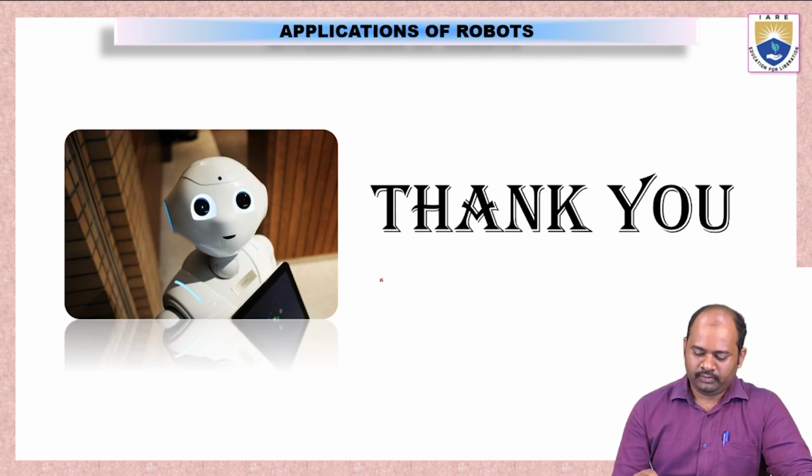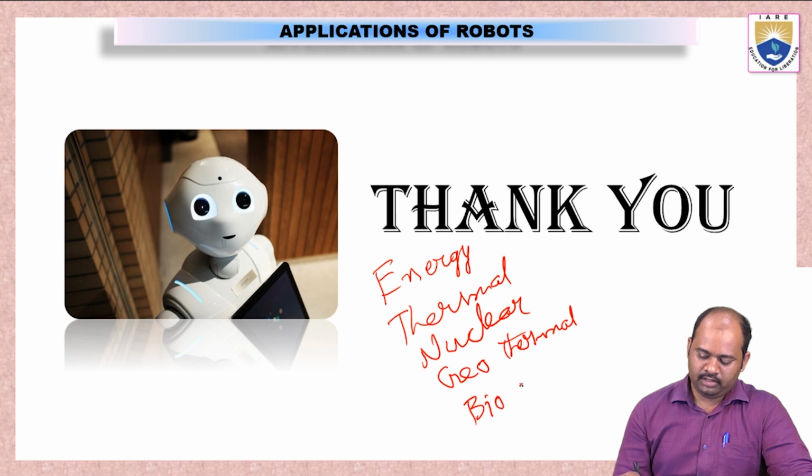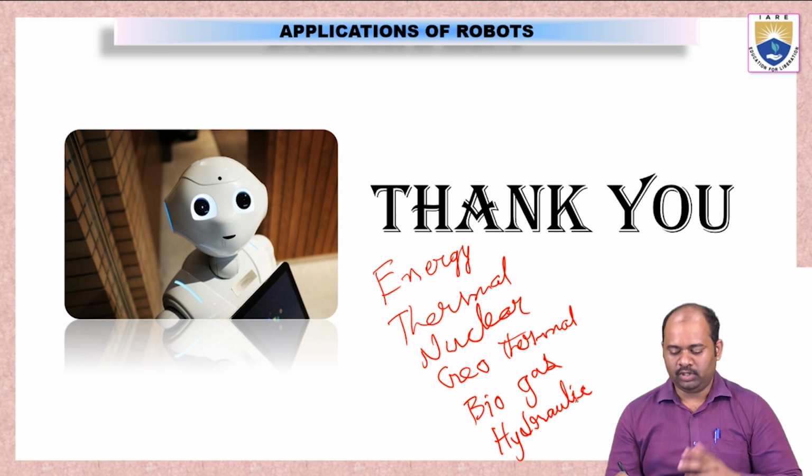So that is all for today. We have seen what the different energy sources are, what conventional and non-conventional energy sources are, and after that we have seen the working of the thermal power plant, nuclear power plant, geothermal power plant, biogas power plant, and the hydraulic turbine, hydroelectric power plant, where we produce electricity with the help of the potential energy of the water. So this is all for today's lecture.